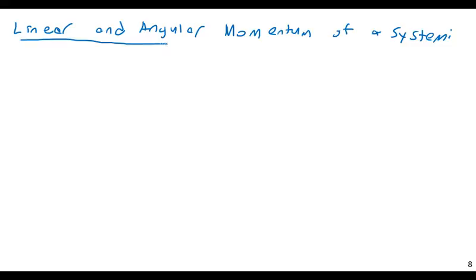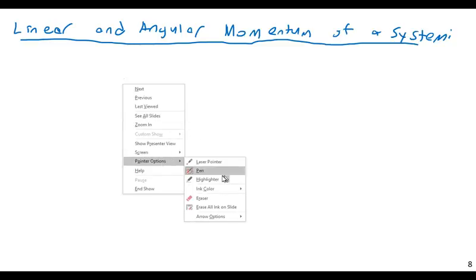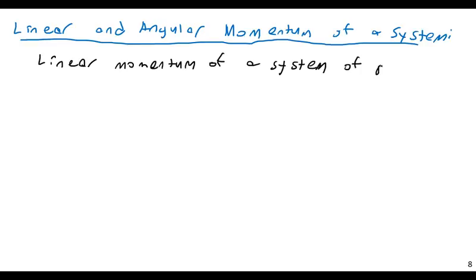Linear and angular momentum of a system. So, the linear momentum of a system of particles, let's first look at linear momentum. Using capital L for our linear momentum, L is equal to the summation of i equals 1 to n of m_i v_i. So this is the vector sum of all of these.